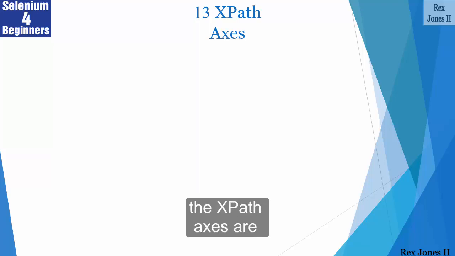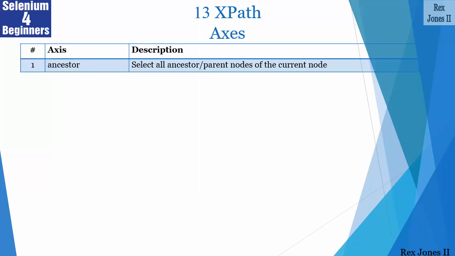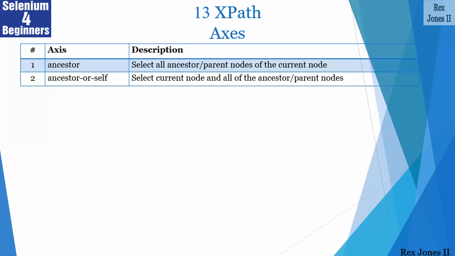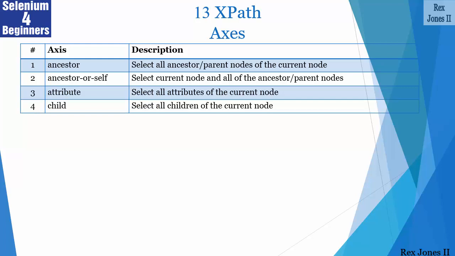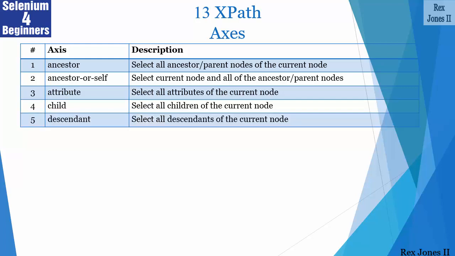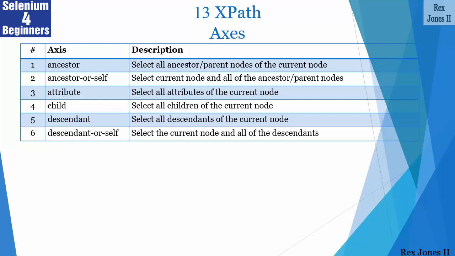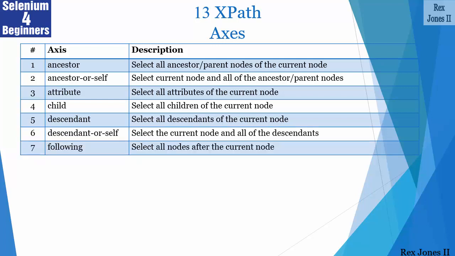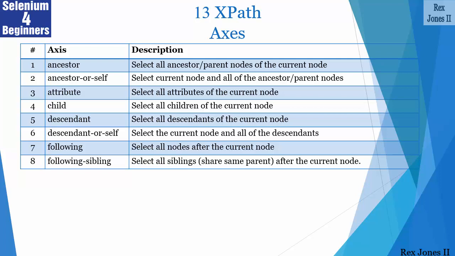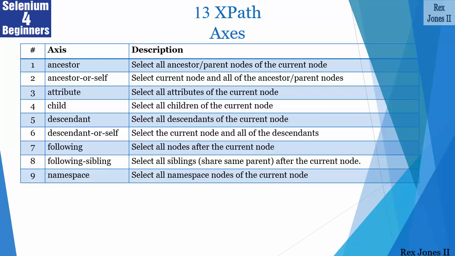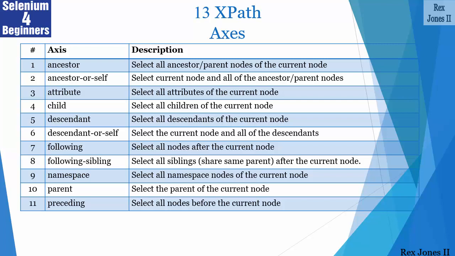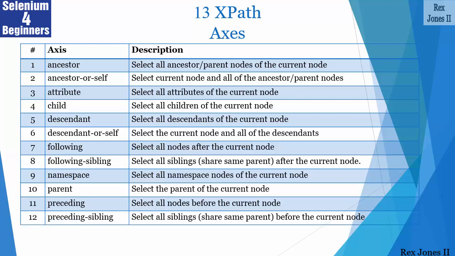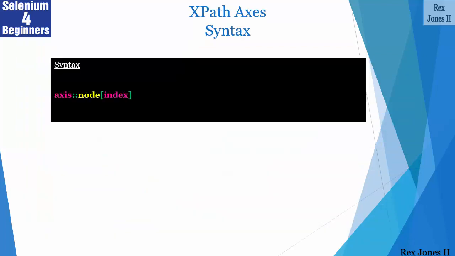In alphabetical order, the XPath axes are number 1, ancestor. Number 2, ancestor or self. Number 3, attribute. Number 4, child. Number 5, descendant. Number 6, descendant or self. Number 7, following. Number 8, following sibling. Number 9, namespace. Number 10, parent. Number 11, preceding. Number 12, preceding sibling. And number 13, self.